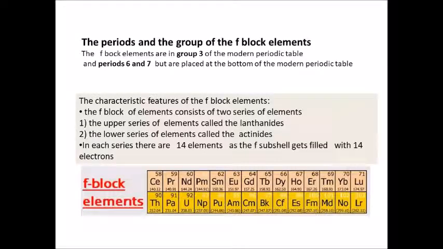Now, the periods and the groups of the F block elements. The F block elements are in group 3 of the modern periodic table. The periods are 6 and 7 and they are placed at the bottom of the modern periodic table. The characteristic feature of the F block elements is that they consist of two series. The upper series of elements is called the lanthanides. The lower series of elements is called the actinides. In each series, there are 14 elements.